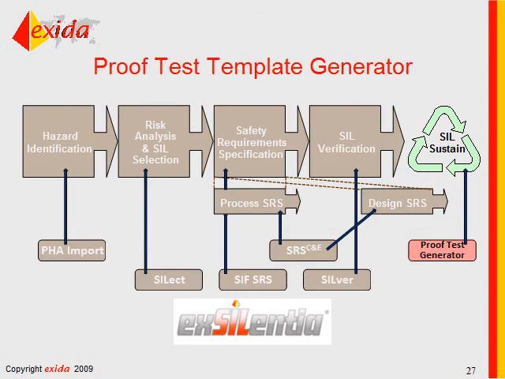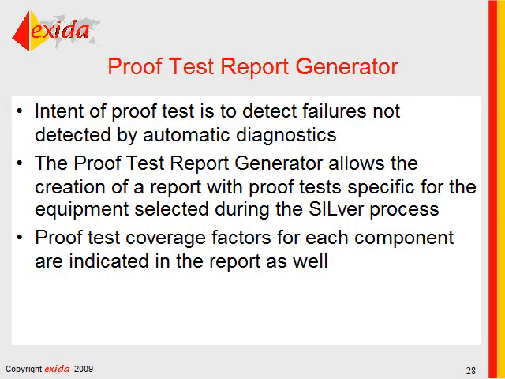Now, if we focus on the proof test generator, we need to keep in mind that the intent of the proof test is to detect failures not detected by automatic diagnostics. This is something that the manufacturer should know. The proof test report generator will allow you to create a report with proof tests specific for the equipment that you selected during your Silver process. And the test coverage factors for each component are indicated in the report as well.